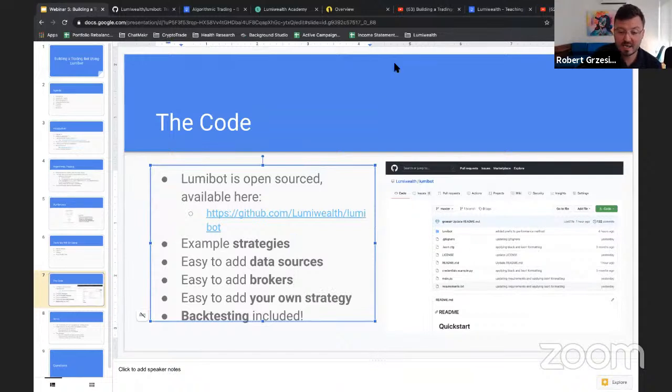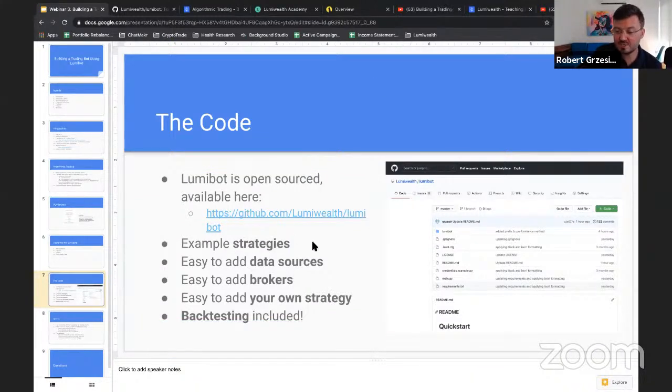This code is amazing. It has a lot of example strategies in there that you can take a look at and see how they work. It's very easy to add in different data sources. We use Yahoo Finance, Alpha Vantage and Alpaca right now. Those are our three, but we're adding in more as we go, and it's very easy for you to add in your own as well. It's open source, so feel free to collaborate and send us pull requests and all that kind of stuff.